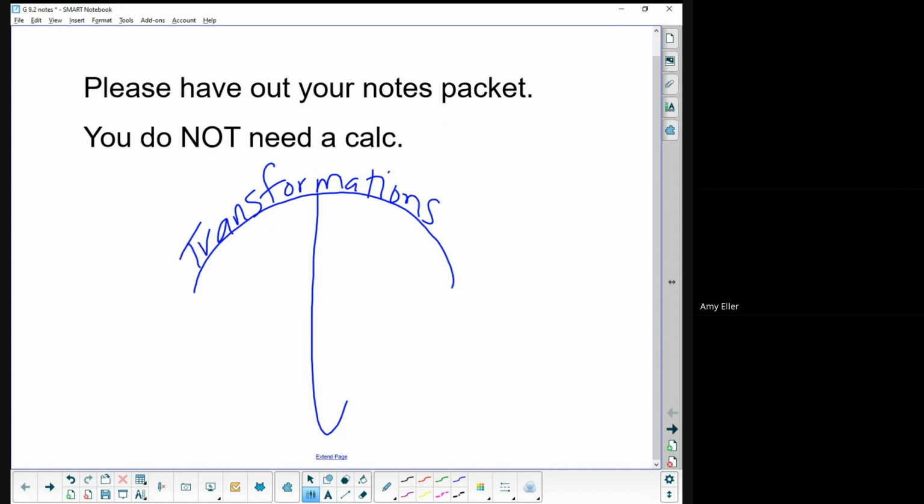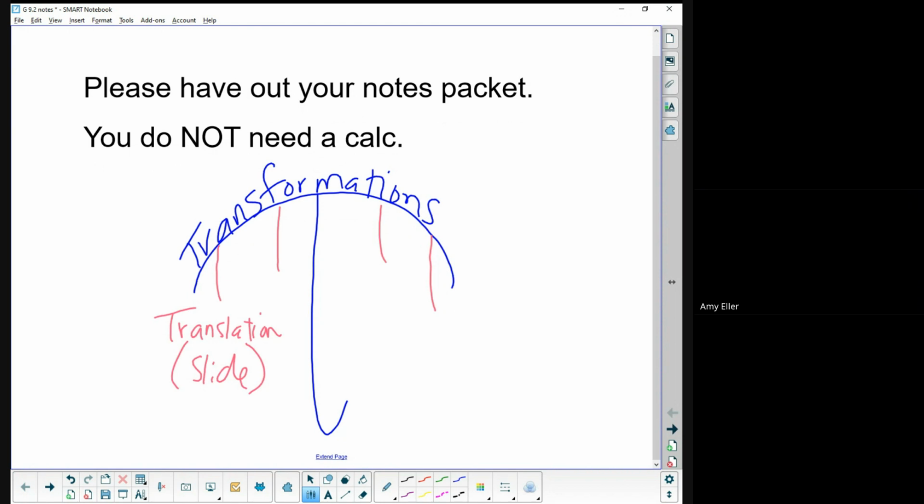We did a brief intro of this in our last lesson. Transform means to change. That's why it's the umbrella topic. There are 4 ways we're going to talk about changing a figure. The first one is translation. Sounds similar, definitely different. Translation, which means to slide. We're going to focus on that today.